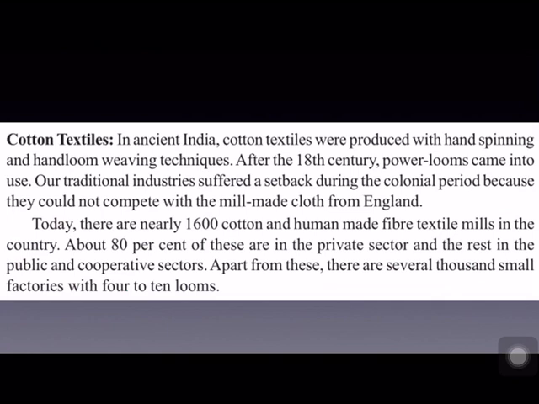Today there are nearly 1600 cotton and human made fiber textile mills in the country, and about 80% of these are in the private sector. I told you already, public sector and private sector are the two types of sectors based on ownership. 80% are in the private sector and the rest are in the public sector, that means owned by the government, and cooperative sectors. Apart from these, there are several thousand small factories with 4 to 10 looms.